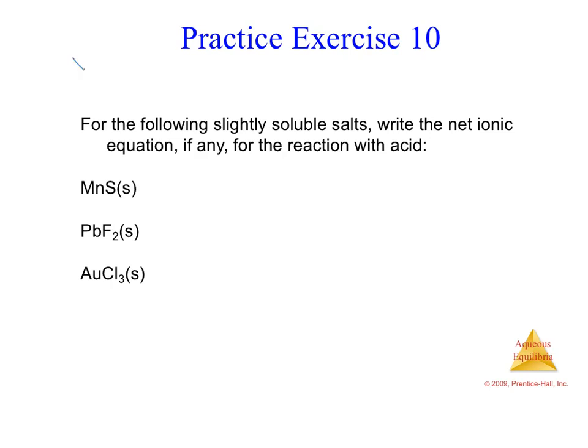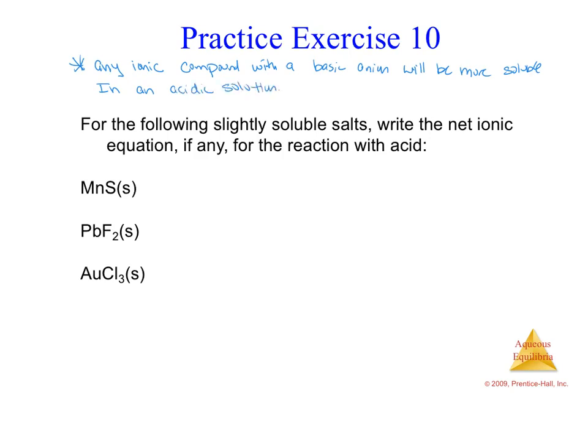So what we need to remember: any ionic compound with a basic anion will be more soluble in an acidic solution. So here we need to remember our topics from chapter 16.